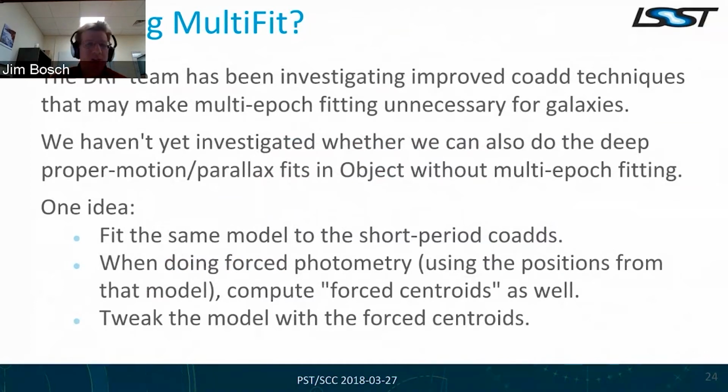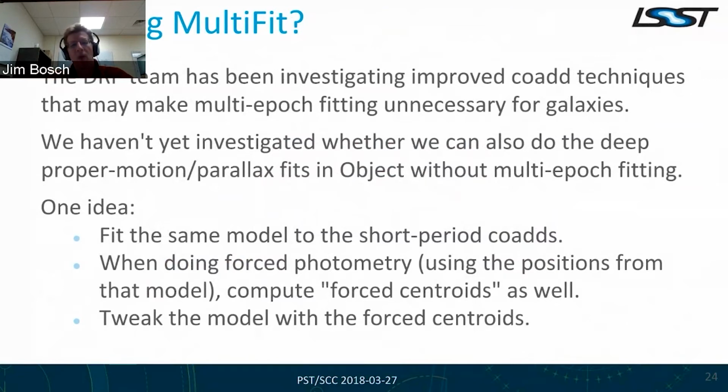So the basic idea is that you fit the same forward model, PSF convolved, to the short period coadds instead of to all of the input epochs. And that doesn't give you as much of a constraint, because on any one of those short period coadds, things are smeared out slightly by the motion. But I think you can get quite a bit from that, because at least for most stars, things aren't moving very far in those short period coadds.